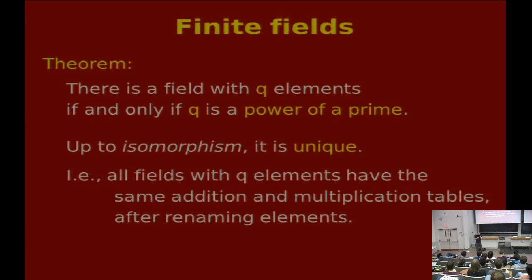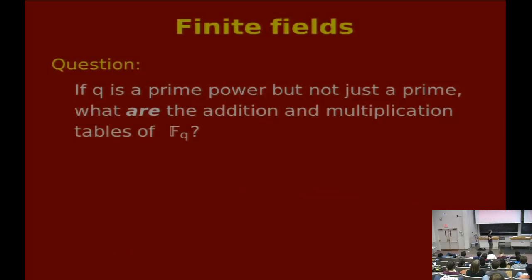What do I mean by that? Any 2 fields that both have q elements are basically the same thing up to isomorphism. So if you just rename the elements of this one to that one, the laws of addition and multiplication are the same. Any questions? So actually, I'm kind of just telling you this somewhat for fun. This is called the field F_q. It's kind of unique because there's exactly one of them really for each q.